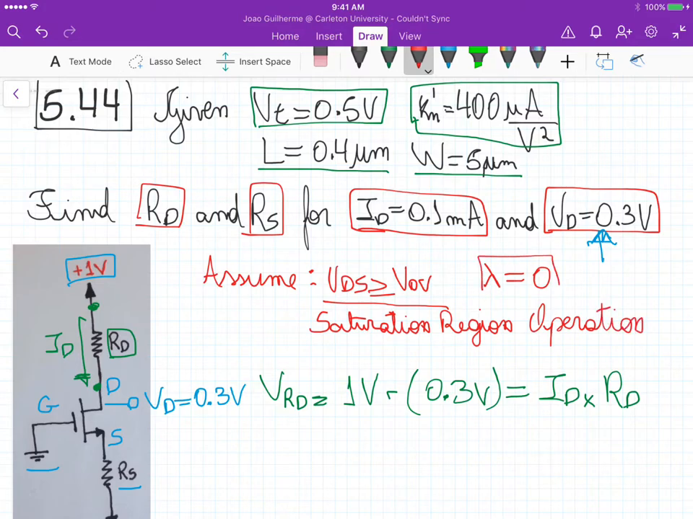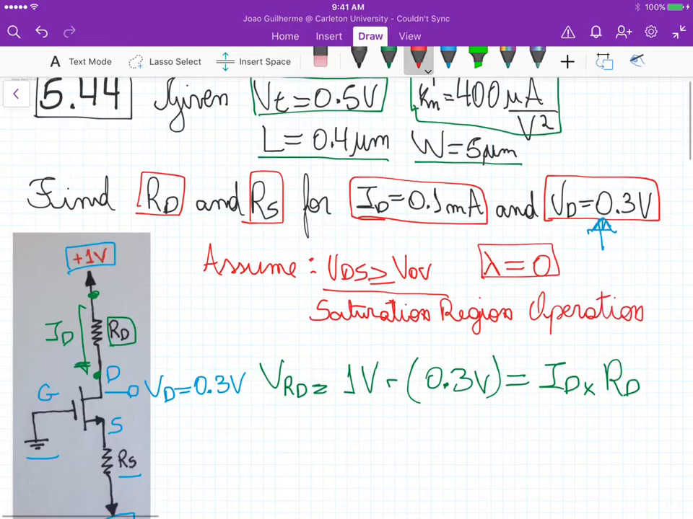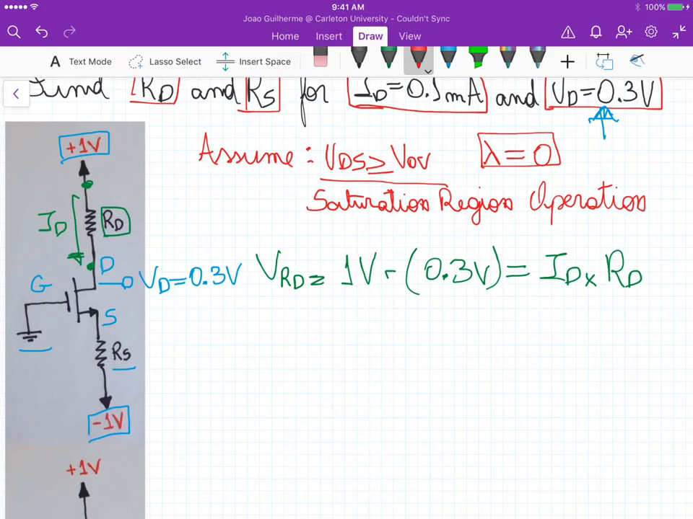In the saturation region, we won't have that factor that changes the output resistance, that is, the current ID keeps increasing if we keep increasing VDS. So we are ignoring that effect.